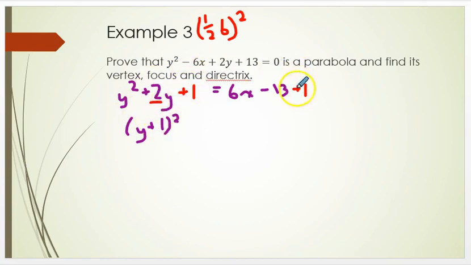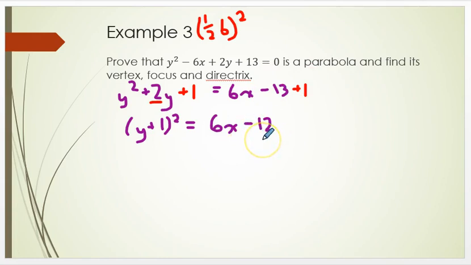So the reason we added 1 to both sides of the equation was so that this stuff on the left-hand side would factor down nicely, because now it matches our standard form for a parabola. On the right-hand side, all we have to do over there is combine the like terms. So 6x doesn't have any like terms, but -13 plus 1 is equal to -12.